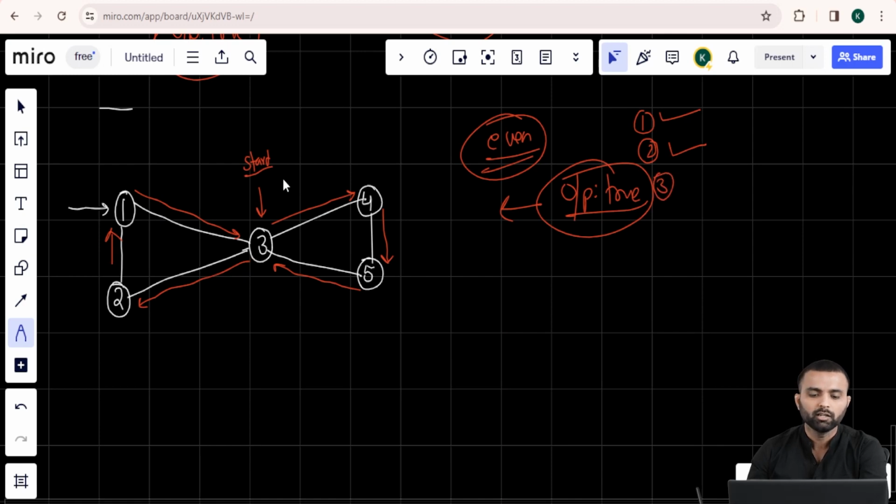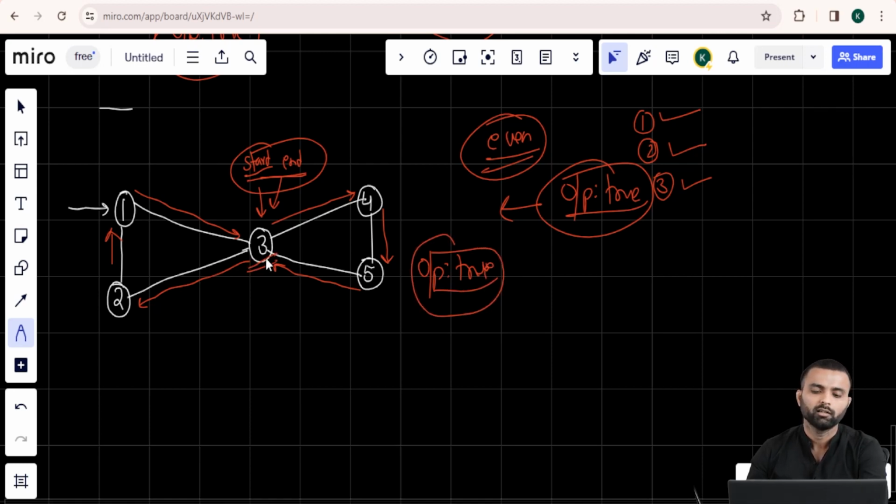Now the third property: start is equal to end. Yes, start is equal to end. So the third property is also satisfied, which means my output is true. If this is true, all are true. Hope you understand this. Try running a few more cases: if you start from any vertex, you can successfully follow these three properties.